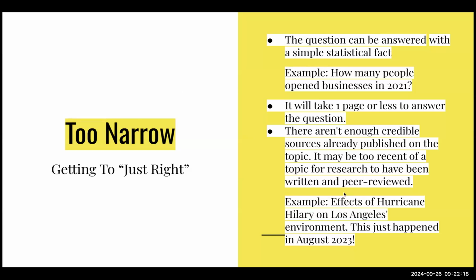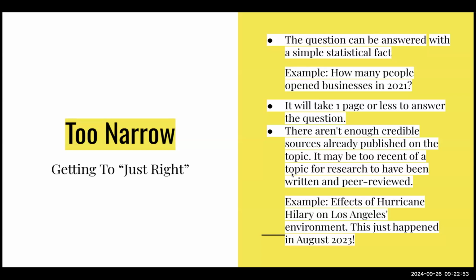So, sources written by scholars in the field who are knowledgeable and factual and who have written real articles on this topic. So again, with research topics, you want to get to what we call a just right topic. When it's too small or narrow, it can be answered with a fact, a number. So how many businesses? 5, 10, 15. It doesn't have enough information for a full research paper, so it's going to take one page or less, or there just aren't enough articles written about it yet because it's too recent.